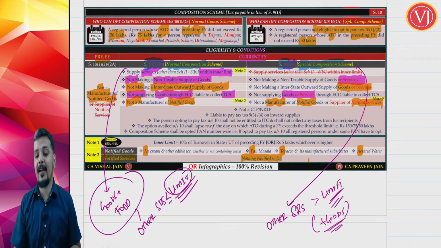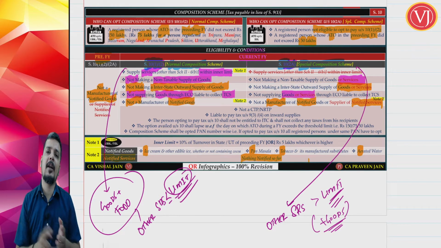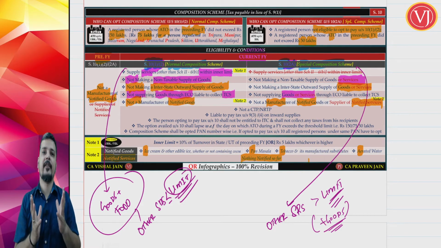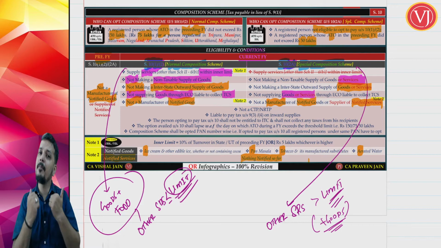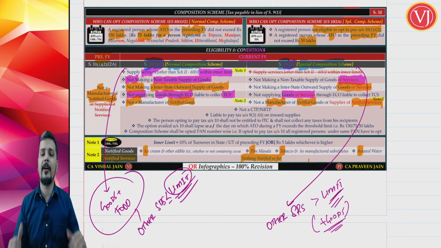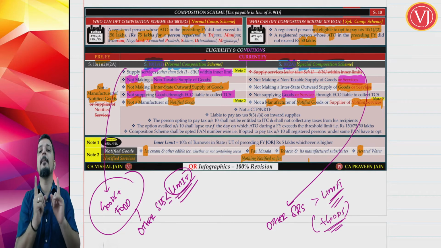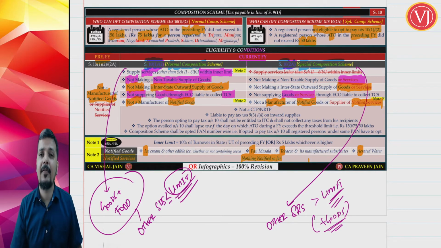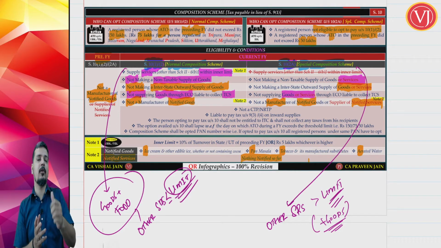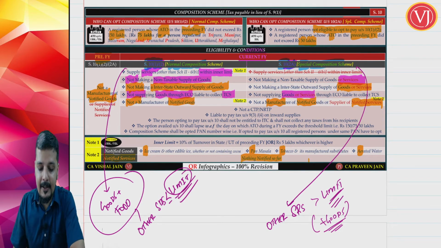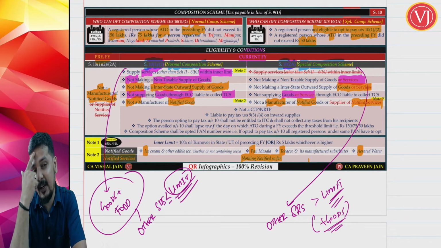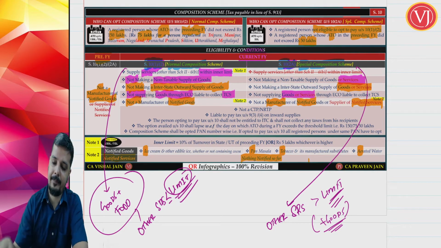You should not be manufacturing. Can I be a trader of notified goods? A very important point. Yes, I can be a trader of notified goods: pan masala, ice cream, tobacco and aerated water. If I am a trader of pan masala, can I go for the composition scheme? Yes. If I am a trader of ice cream or tobacco or aerated water, can I go for the composition scheme? Yes. Only a manufacturer is prohibited, and that manufacture of notified goods condition is there both in previous year as well as in current year. So that you have to remember. Right. Now other conditions are the same for both the normal composition scheme as well as the special composition scheme.